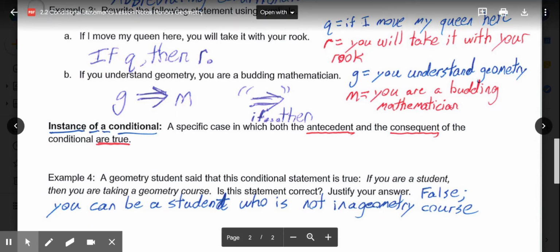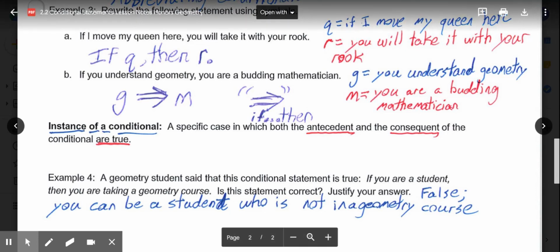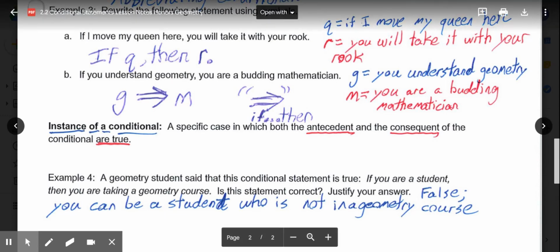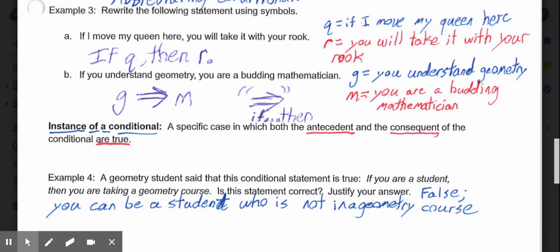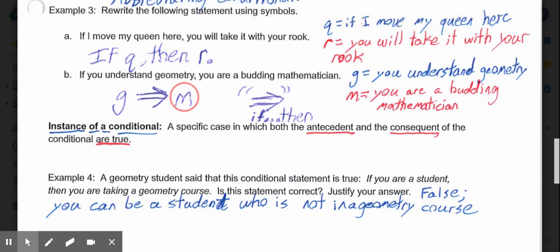In B, if you understand geometry, you are a budding mathematician. So we can think of that as an if-then conditional statement. If you understand geometry, then you are a budding mathematician. So in this case, G equals that you understand geometry. M represents that you are a budding mathematician. And this double arrow symbol represents if-then. So we would read this as if G, then M.